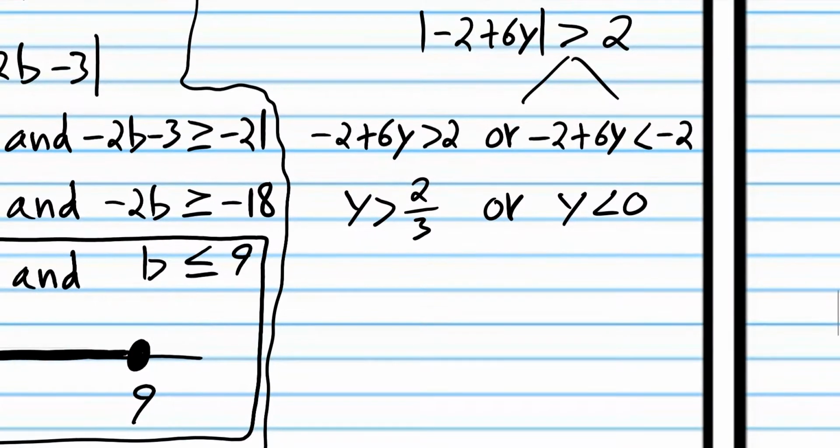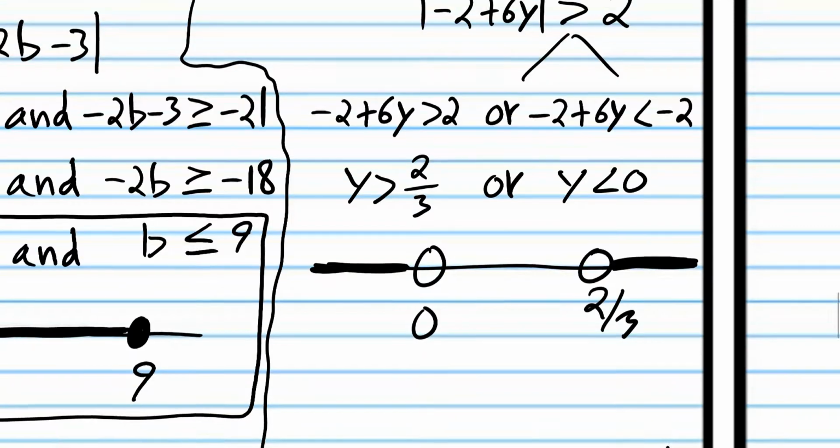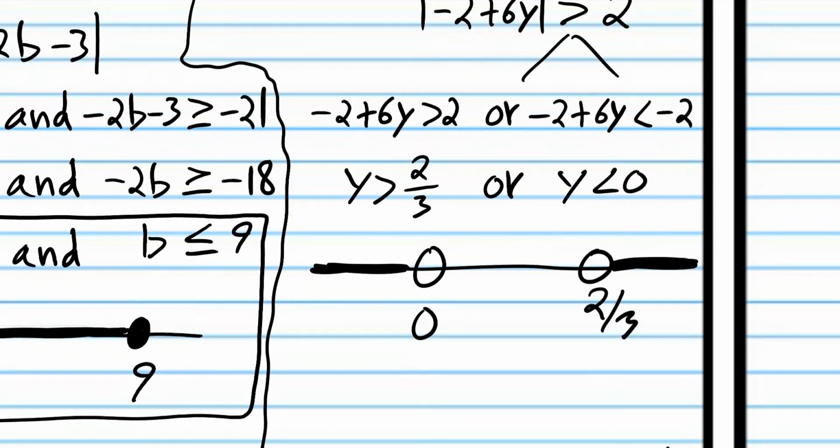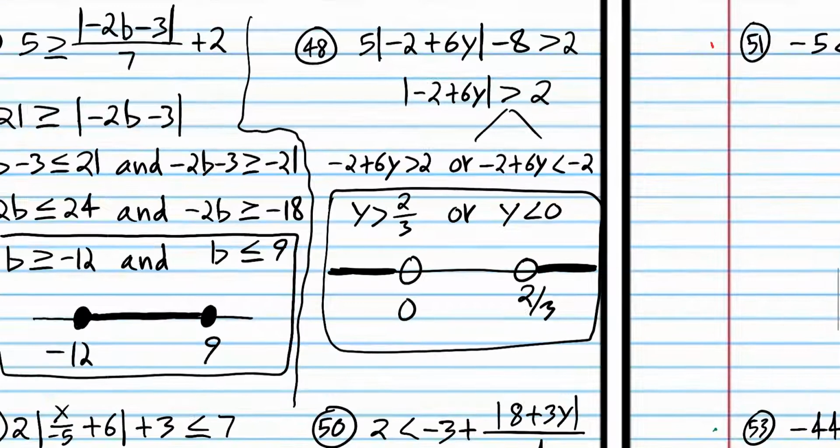And so now let's do the graphical solution. We have 2/3, and this is going to be an open circle, and 0. And y is greater than 2/3, or it can be less than 0. And so that is the graphical solution. Again, we're doing the same exact thing that we were doing before. The only difference is we have more complicated inequalities that we have to solve.